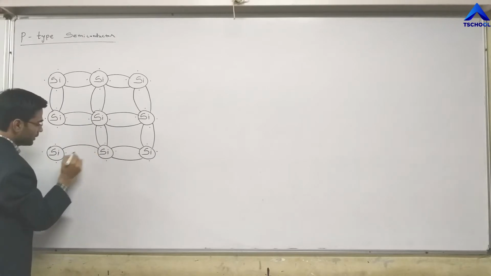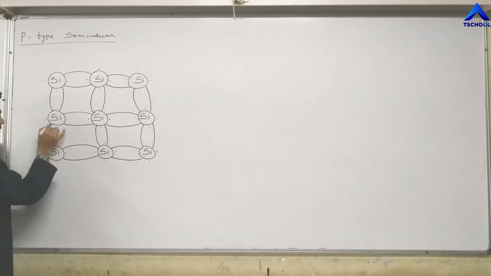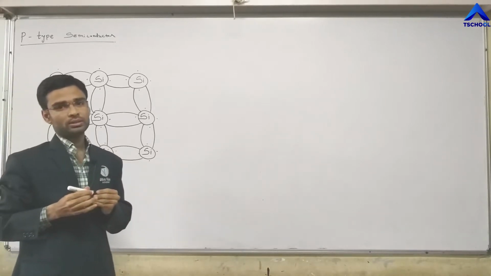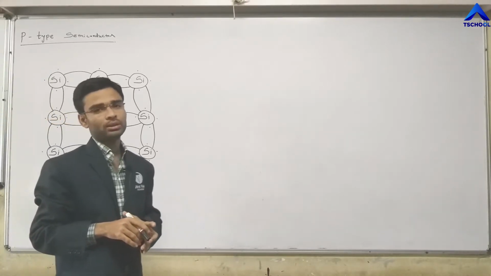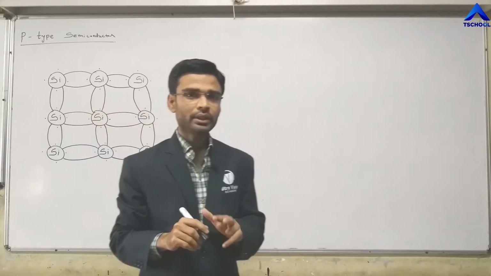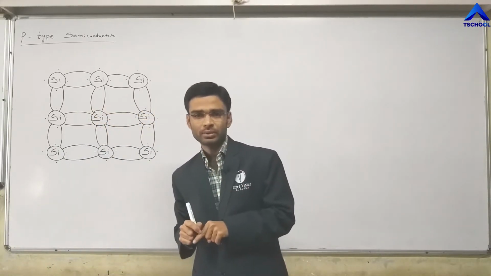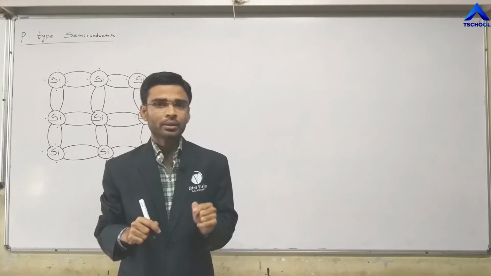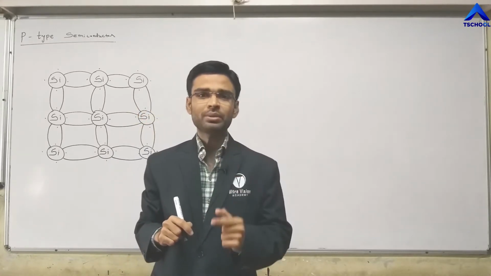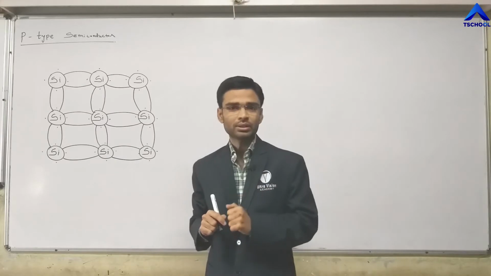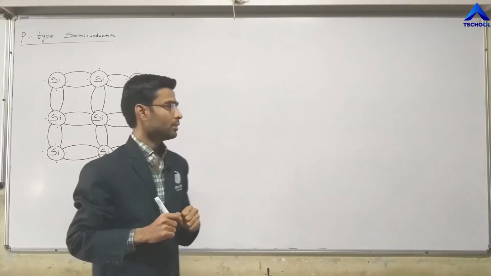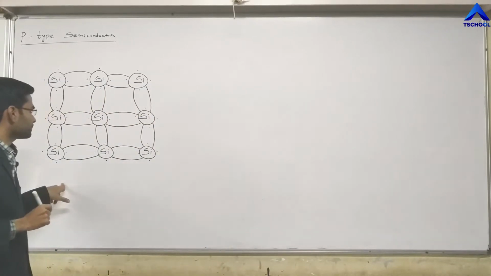Now, how can we change the conductivity of this semiconductor? In the last lecture, we saw that by adding impurities, we can change the conductivity of the semiconductor. Semiconductors are divided into two types, intrinsic and extrinsic. In the N-type semiconductor, we added pentavalent impurities. Now in the P-type semiconductor, we should add trivalent impurities.